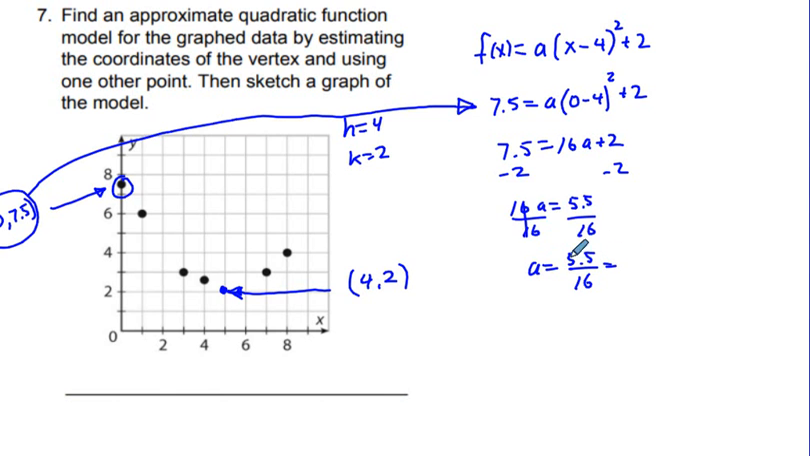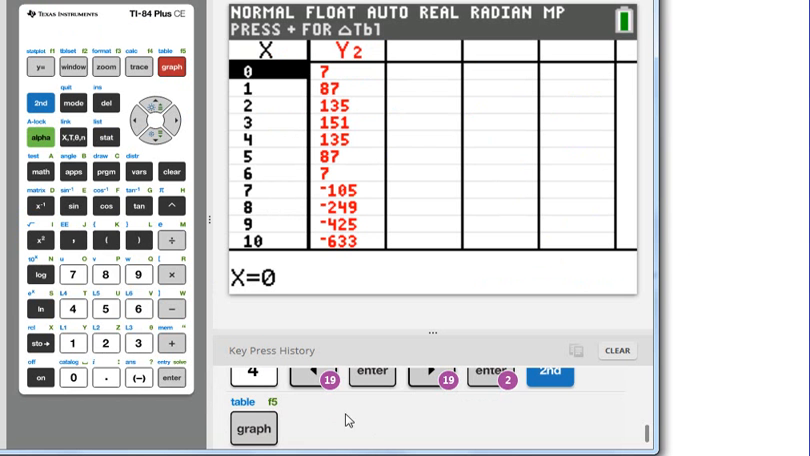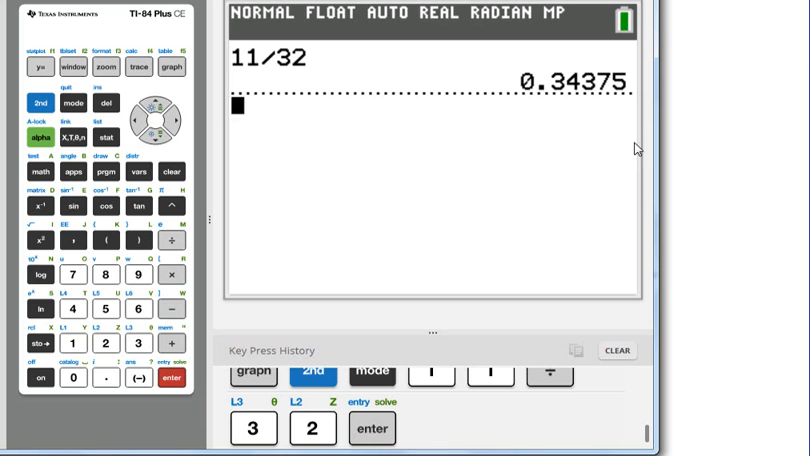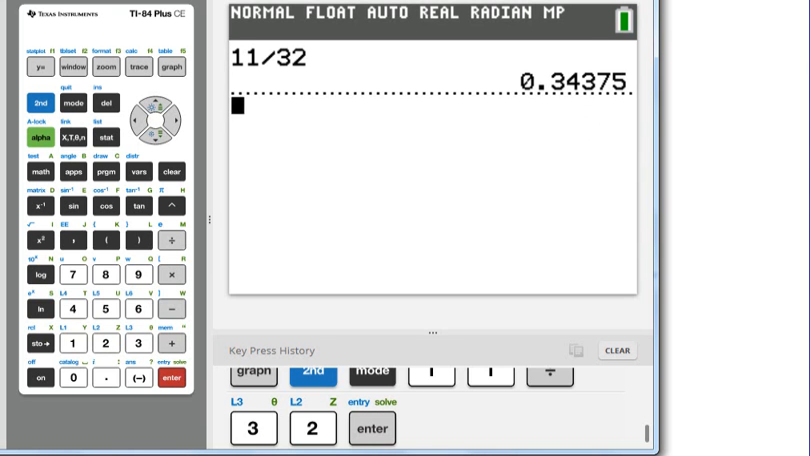You can also simplify this by multiplying both the numerator and denominator by 2, so we can rewrite this as 11 over 32. And you can decimalize this also, which I'm going to do. So many different ways to get the correct answer on this. And if you used a different one than I did, 0.34375, you could use that.